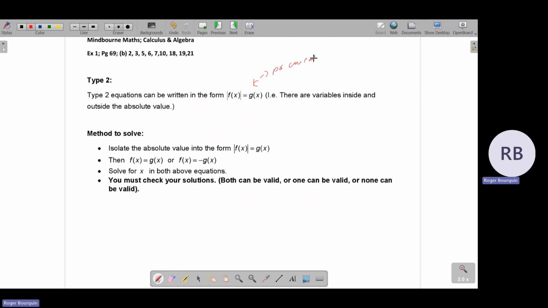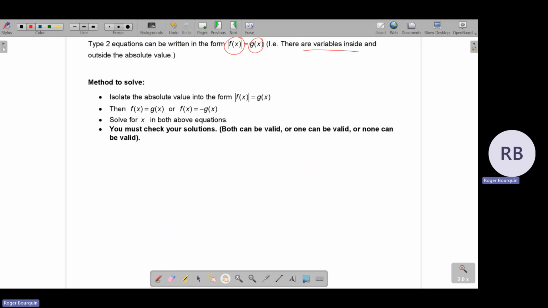But now we're going to have an absolute value with x inside the absolute value. And g of x just means an expression with x in. So we're going to have variables inside and outside the absolute value. Our strategy though is going to be exactly the same. Either g of x will be f of x, or f of x will be negative g of x. We're going to do it exactly the same way. The only difference is this, really.